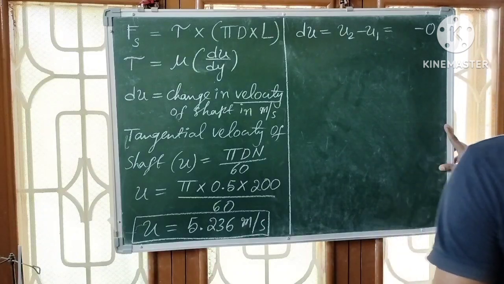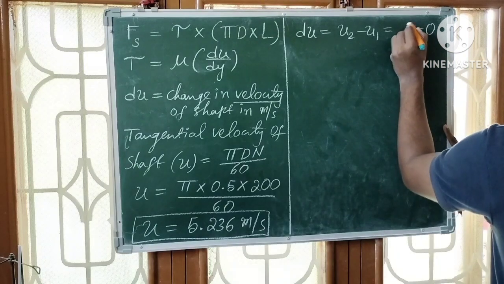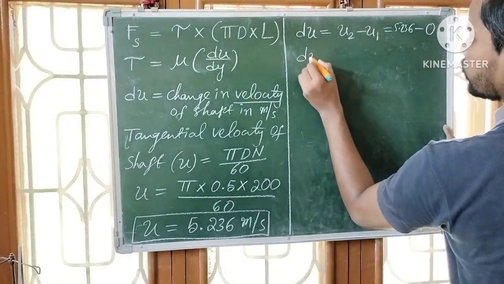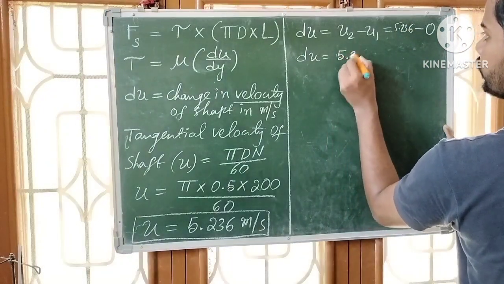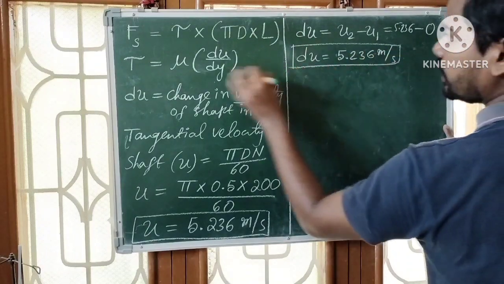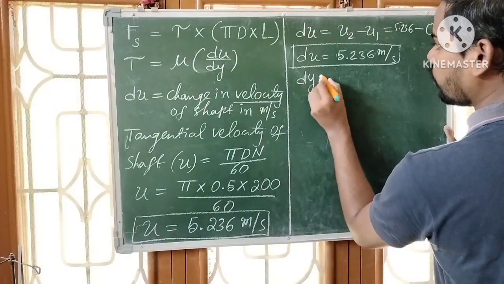Okay, now. Initially the shaft is at rest and the final velocity is 5.236 meters per second. So du is equal to how much? 5.236 meters per second. Now we have du. Next we need dy, which is the given thickness of the oil film.